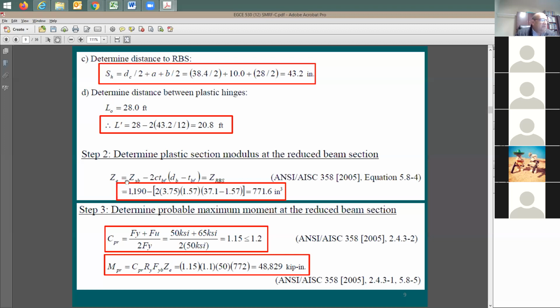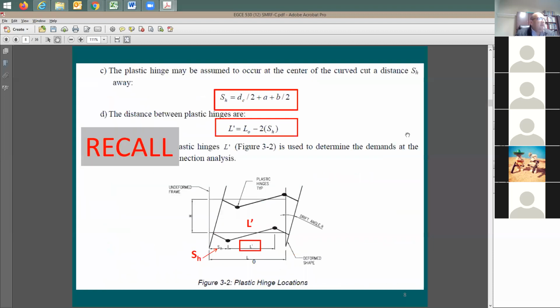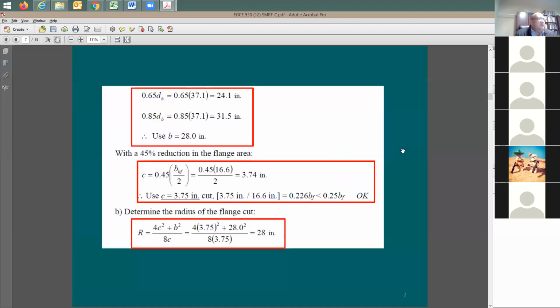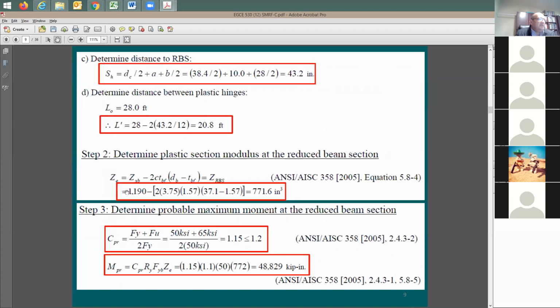Now how do you do this? You take Z sub x B. Where do you get this Z sub x B? You can say 1190. It's going to be from the beam choice, and the values that you look up in the steel manual, it's going to be right here, 1190, right? You take this, you start to reduce it for the plastic hinge. So it's going to be minus c, and then you have all of these values from the beam section itself. Now with that, you have the reduced section plastic modulus.